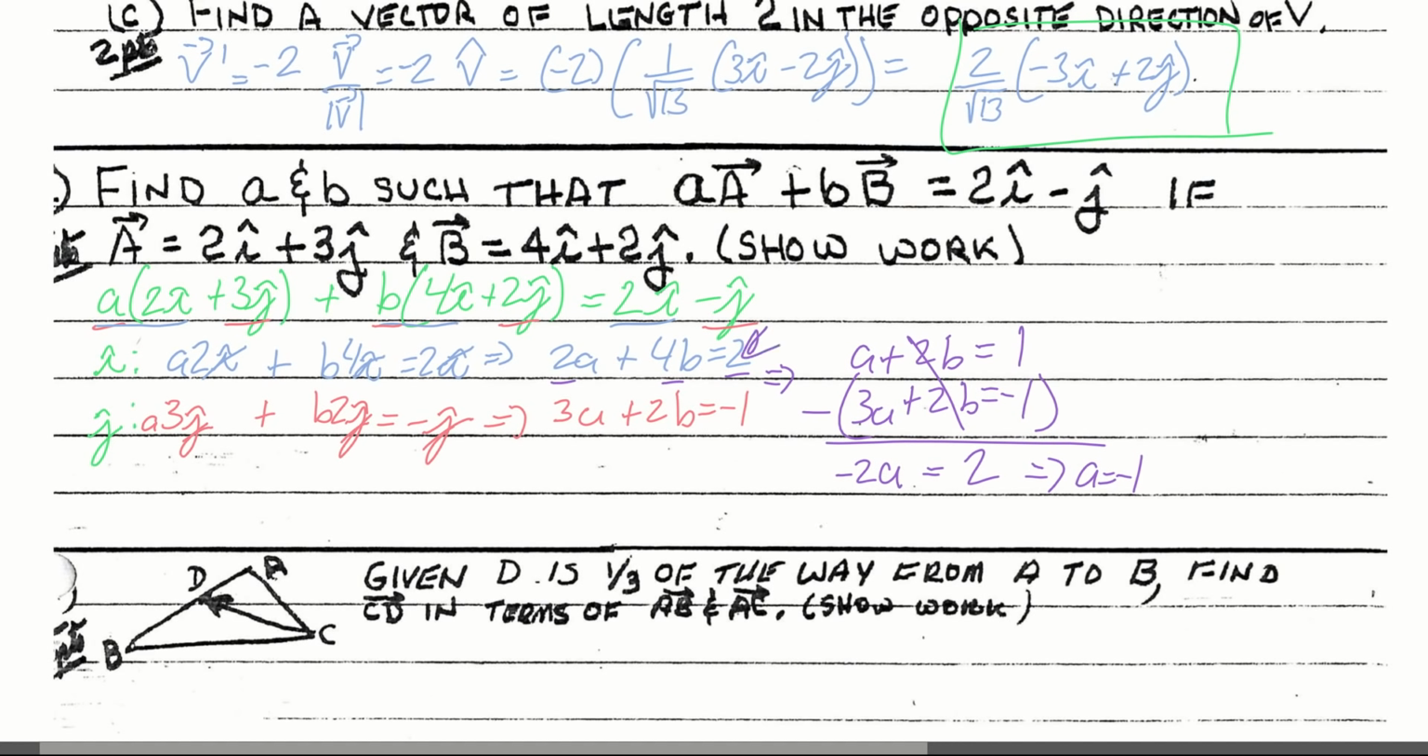Then if a equals negative 1, that makes negative 1 plus 2b equal 1, which means b must equal 1. So that's my answer.